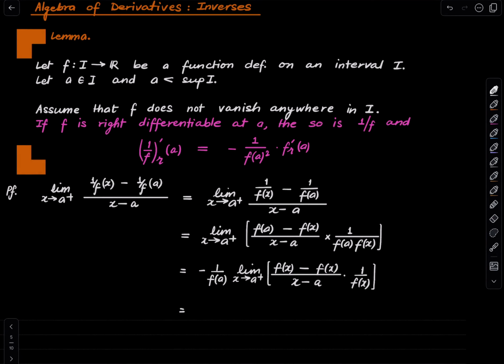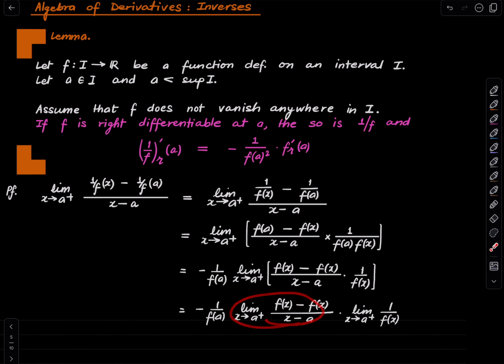This becomes the product of those two limits. And the first limit is the right derivative of f at a. The second is just 1 upon f of a. And that gives us the correct answer. So let me leave it to you to fill in the details. There's nothing really left. All right, so we have this thing out of the way.